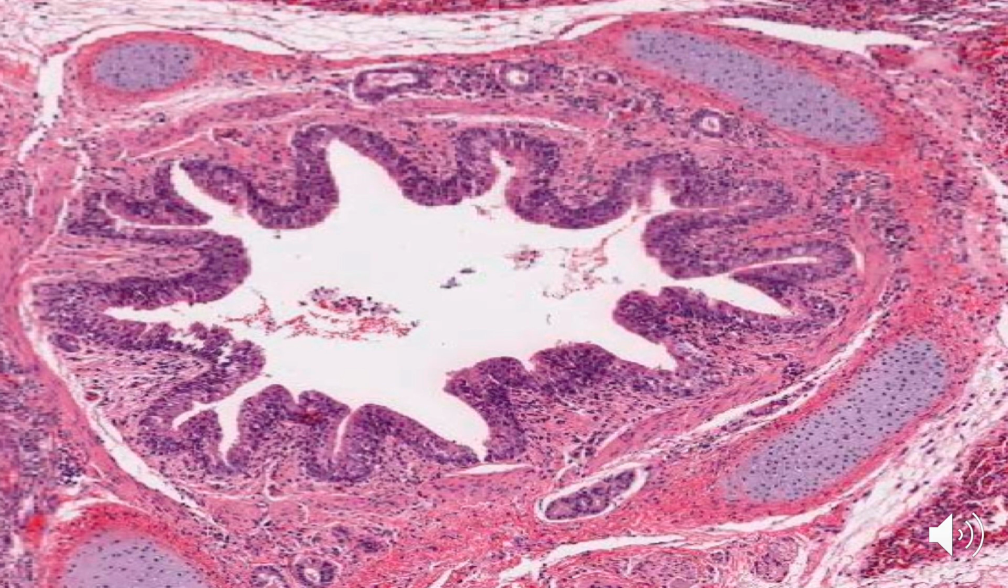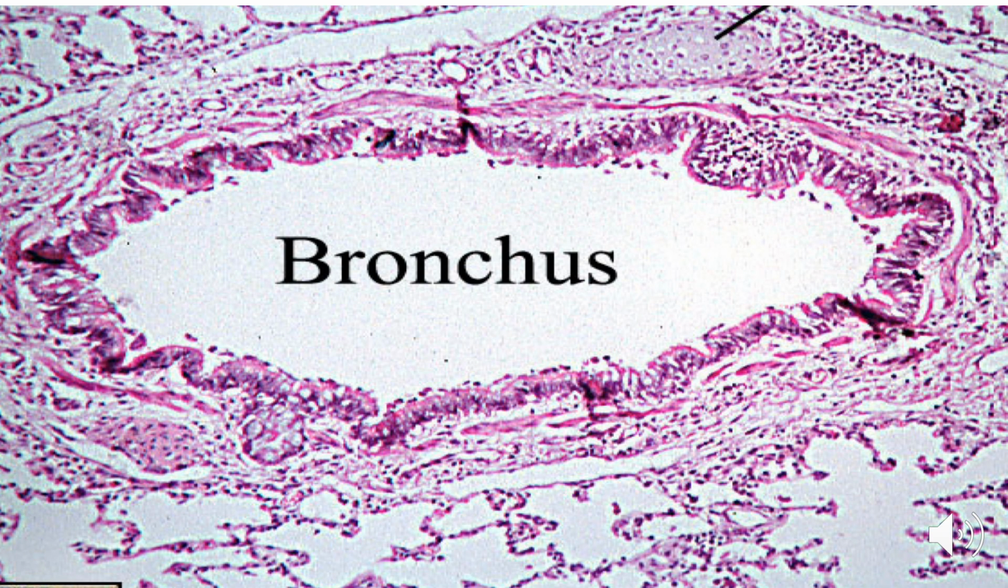This is a cross-section of a bronchus. Take a look at these two cartilage plates and take a look at the smooth muscles. These smooth muscles will become more prominent as the bronchi form smaller branches. This is another cross-section of a bronchus. This is one of the cartilage plates, and this is the smooth muscle.